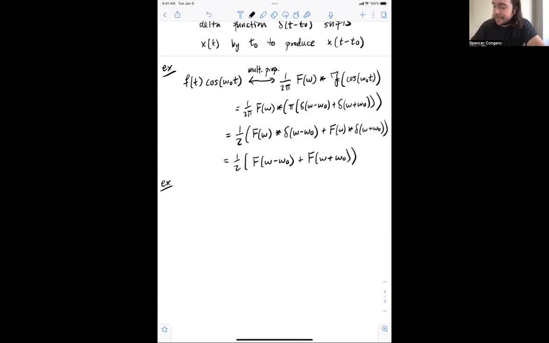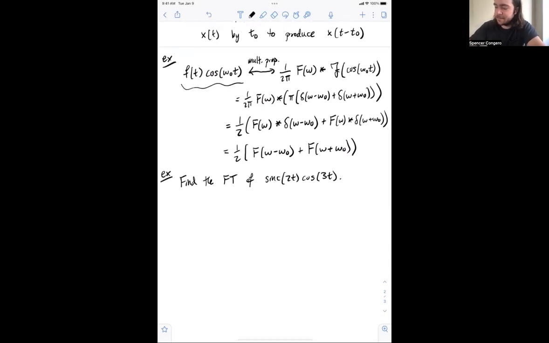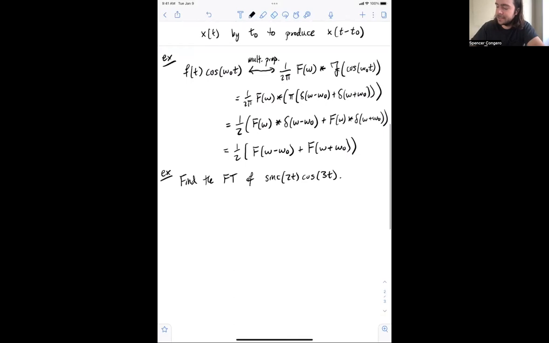All right, now let's try and apply that to a more specific set of functions. Let's find the Fourier transform of sinc of 2t times cosine of 3t. Okay, so you can see that this is the same setup we have up here. It's a function times a cosine.